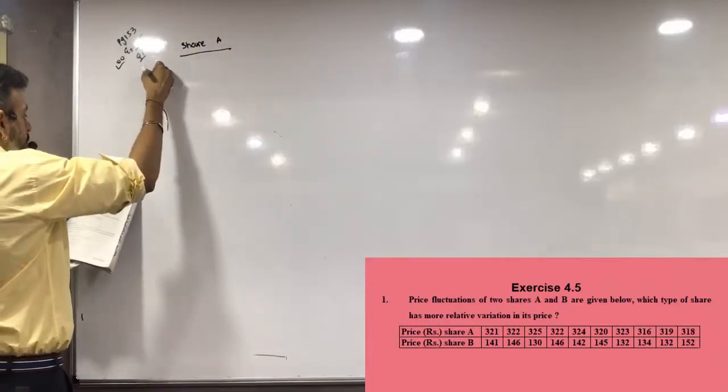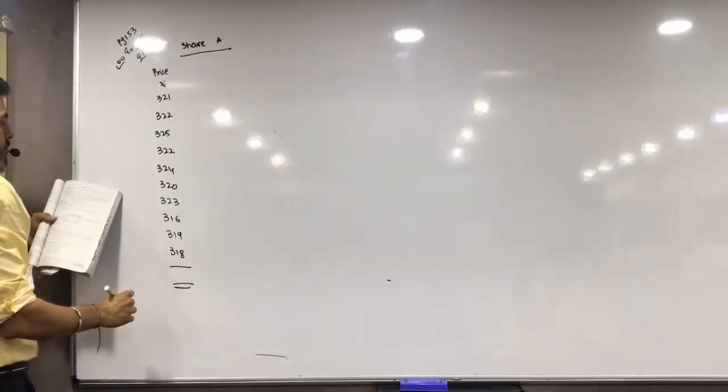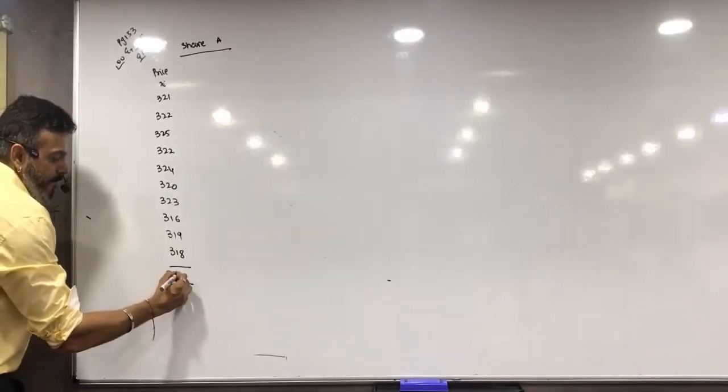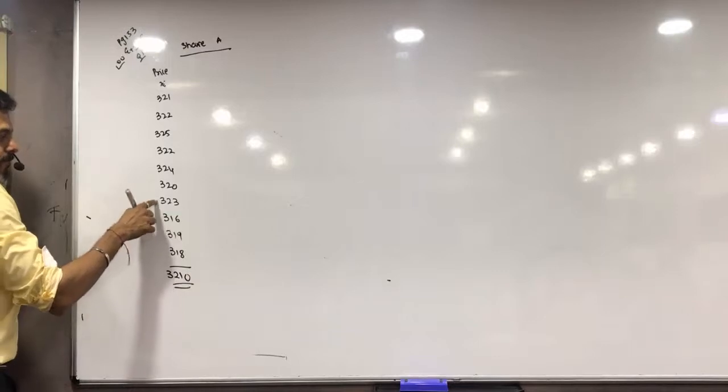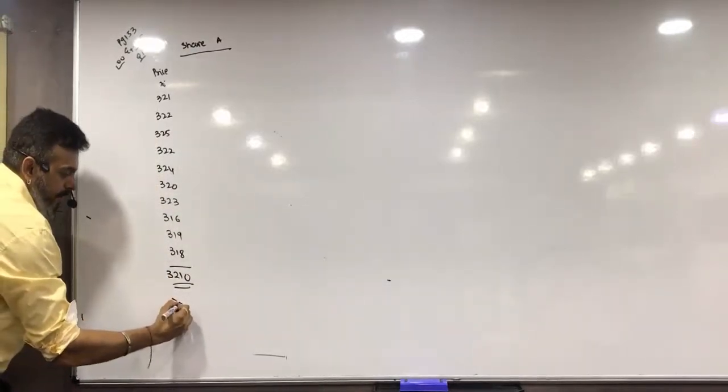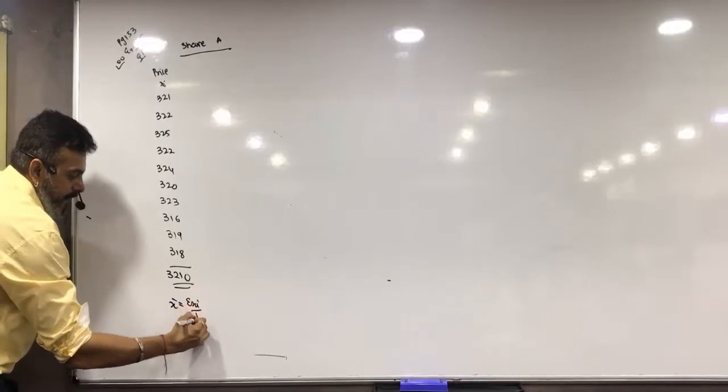In this, Xi is the price. First do the total and find the mean, so we come to know what formula to use, direct or shortcut. Total करो. 3, 2, 1, 0. Okay. 1, 2, 3, 4, 5, 6, 7, 8, 9, and 10. Say, find out the mean. X bar is equal to sigma xi upon n.